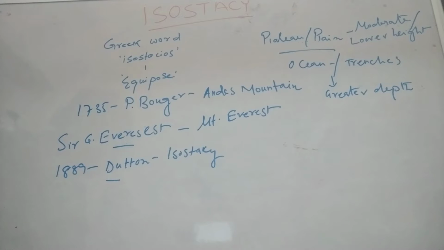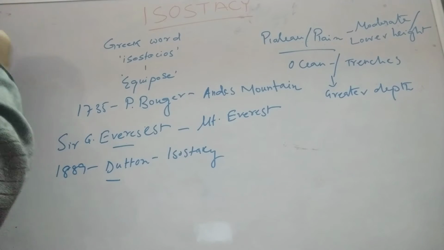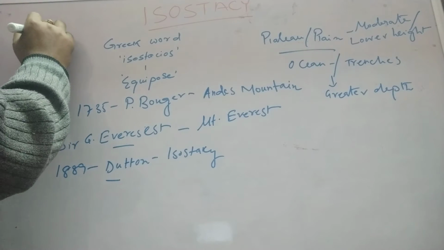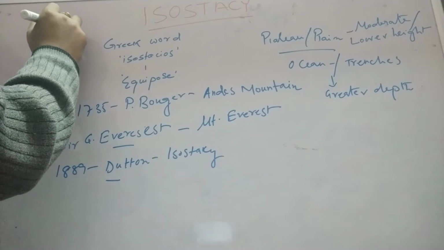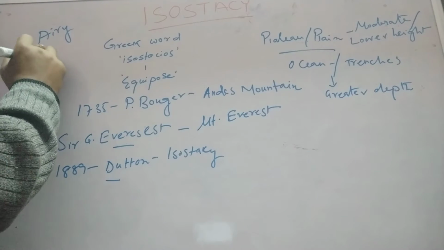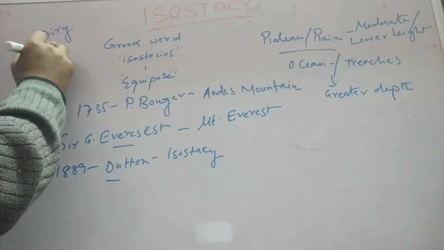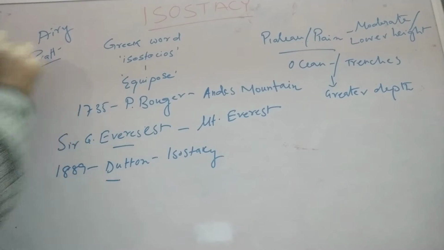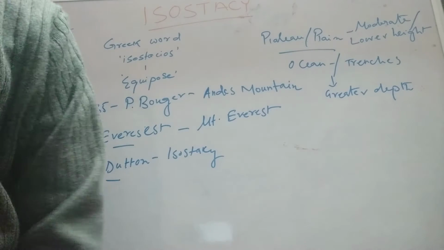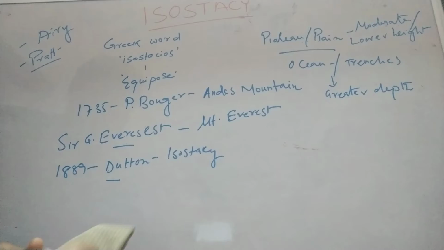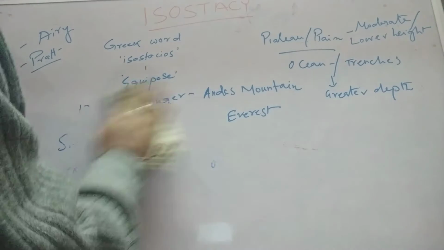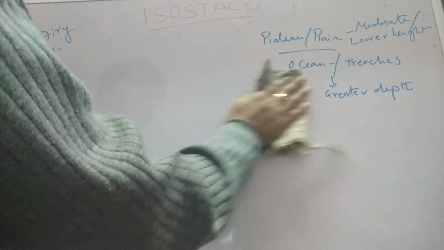To develop this concept, two important geomorphologists and geologists developed models of isostasy. One is Airy and the other is Pratt. We will discuss these models in detail. First, we will discuss the concept of Airy's model.